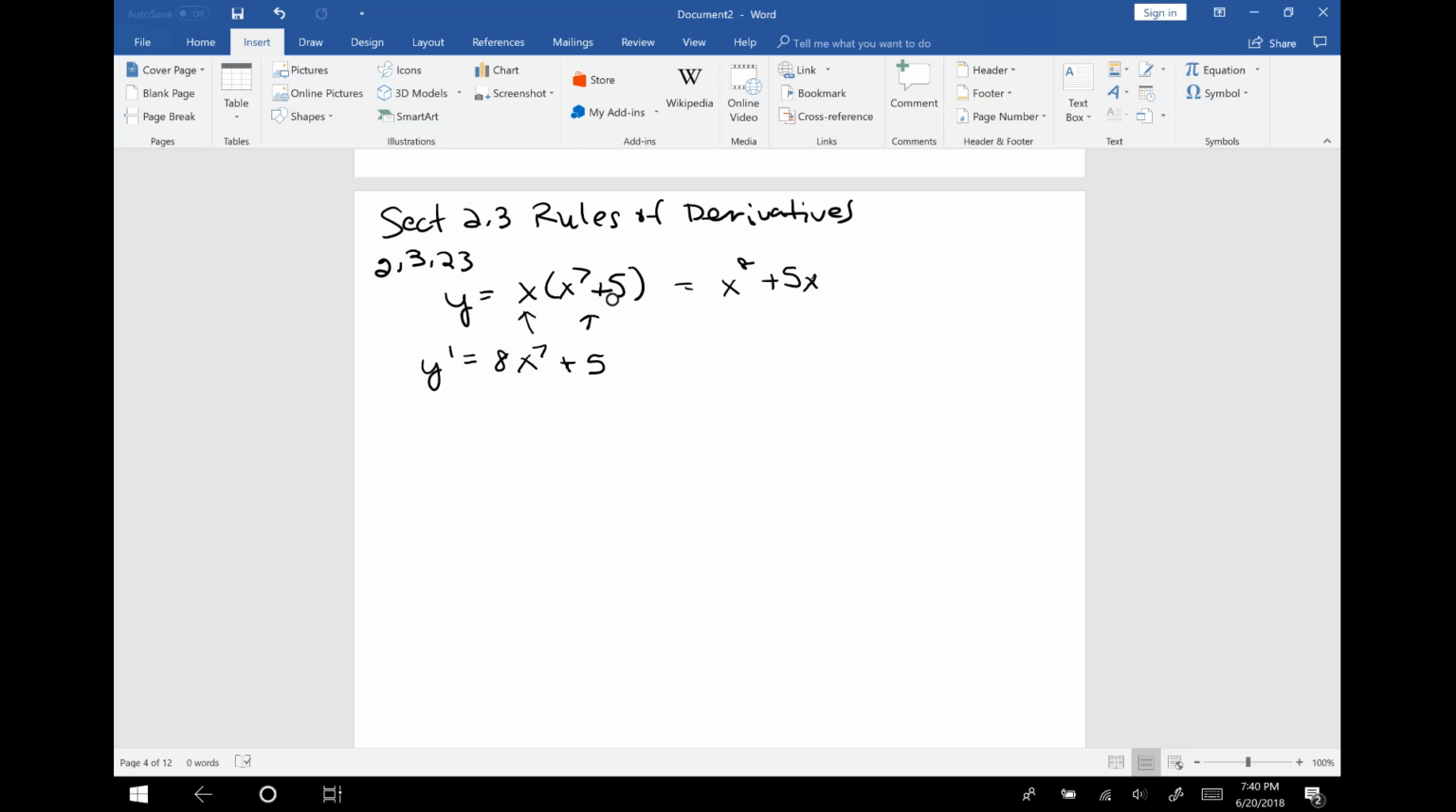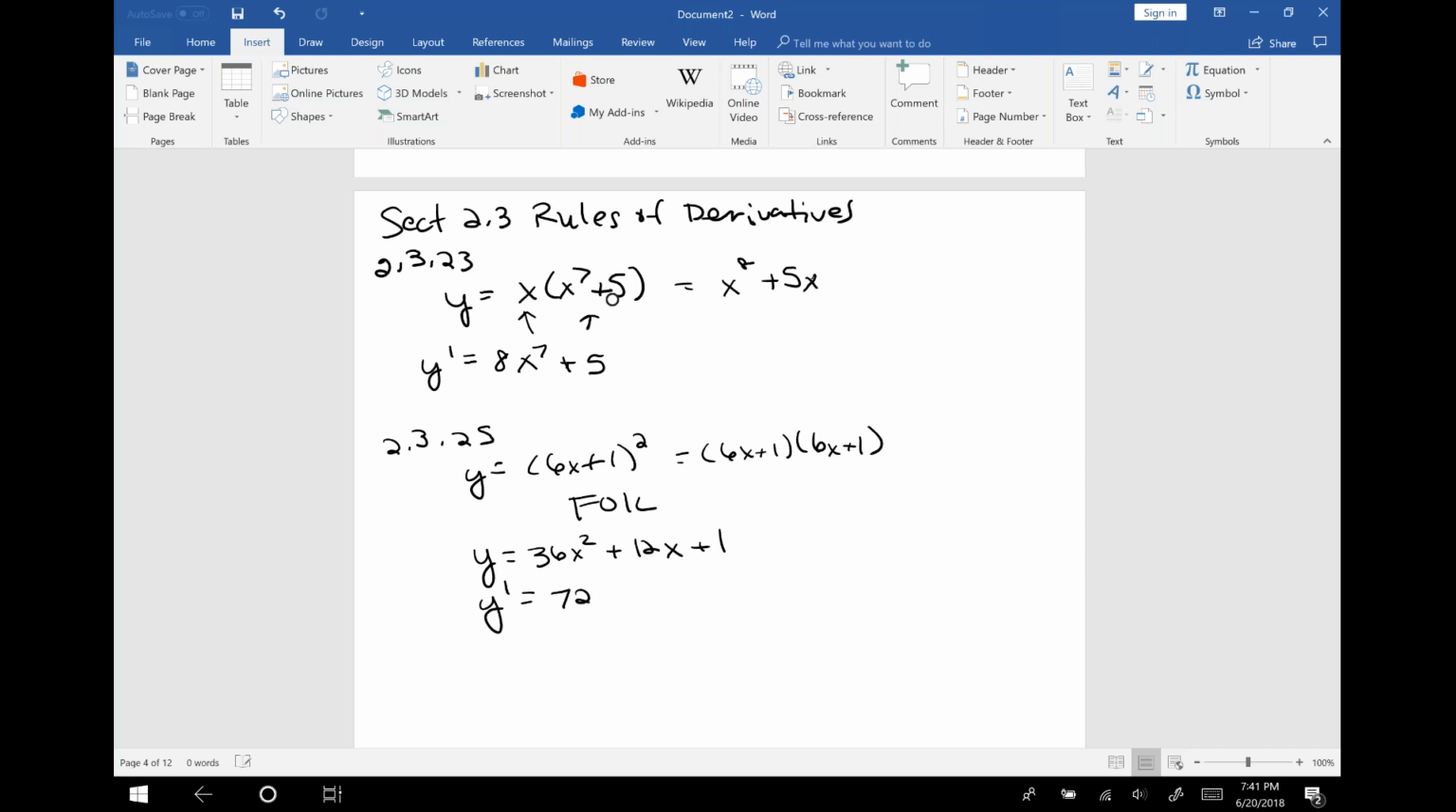For the next problem, which is 2.3.25, if you have a function y is equal to (6x plus 1) squared, we're going to learn how to do this in a second way in a couple sections. But for now, what you can do for this one is just FOIL it. If you write it as (6x plus 1) times (6x plus 1), or you use a shortcut, and then just FOIL that, you have y is equal to 36x squared plus 12x plus 1. And then it's easy to take the derivative and get 72x plus 12 as the derivative for that one.